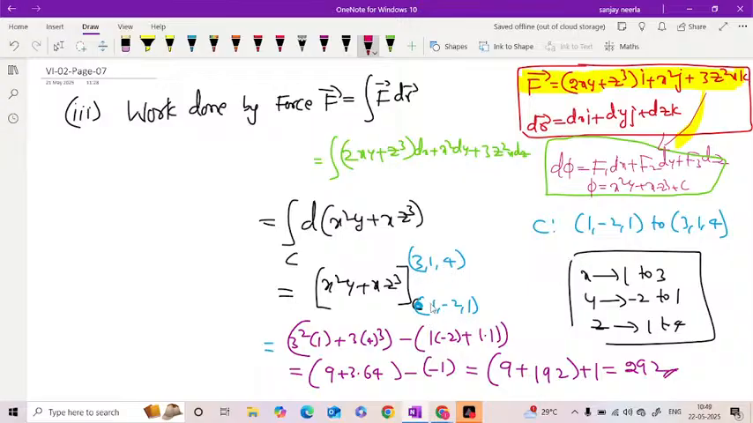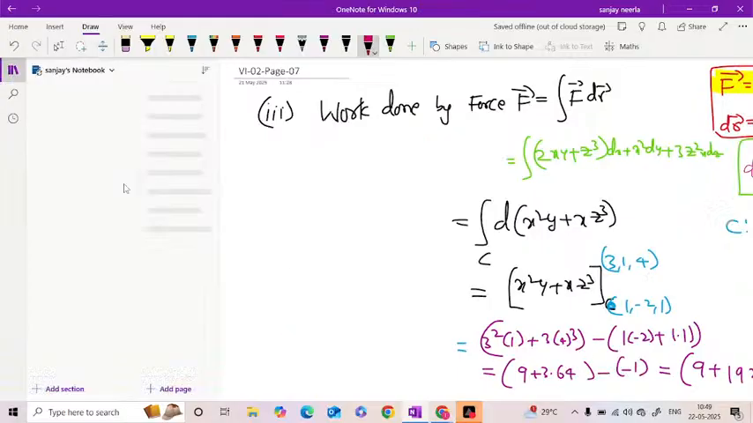Substitute x values 1 and 3, y values minus 2 and 1, and z values 1 and 4, upper limit and lower limit. Now we'll get the result. 292 is the result. Okay, this is the first question.